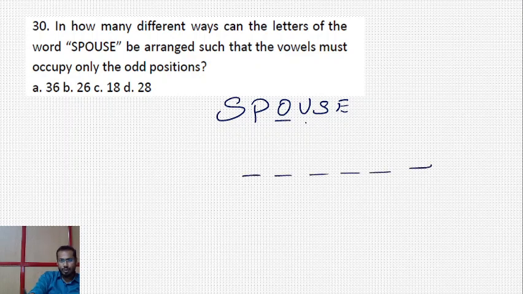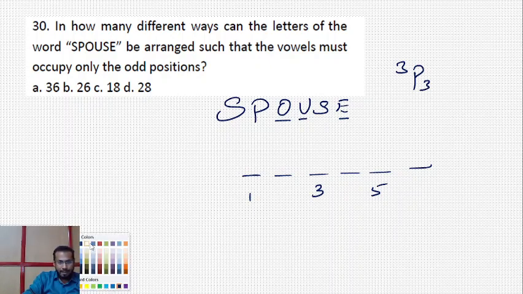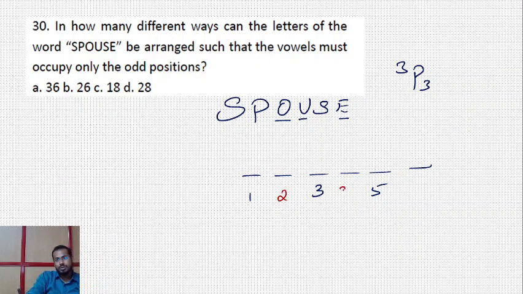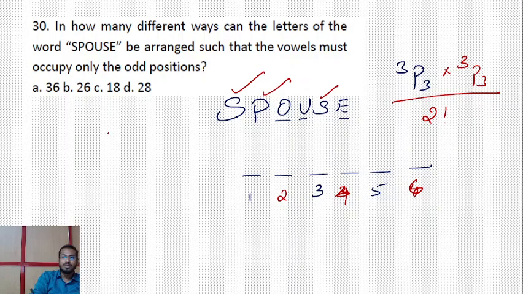What are the vowels? O, U, E. Odd positions are 1, 3, 5. So in these 3 places, I need to place these 3. The remaining places are 2, 4 and 6, the even places. Total I have 3 places and 3 letters: S, P, S. But here S came 2 times, so divide by 2 factorial. So same answer, 36 divided by 2, that is 18, is the right answer.